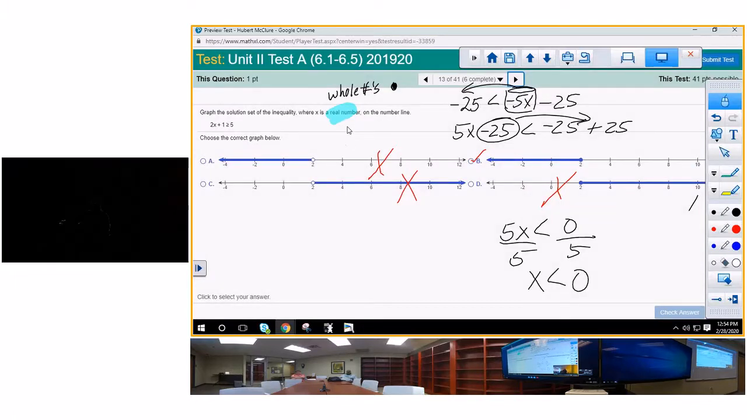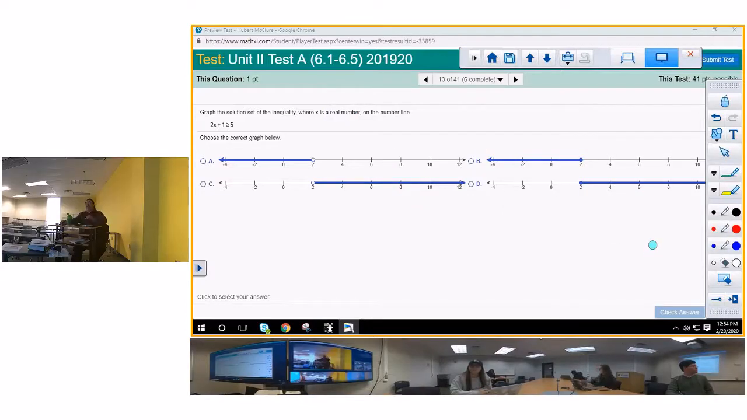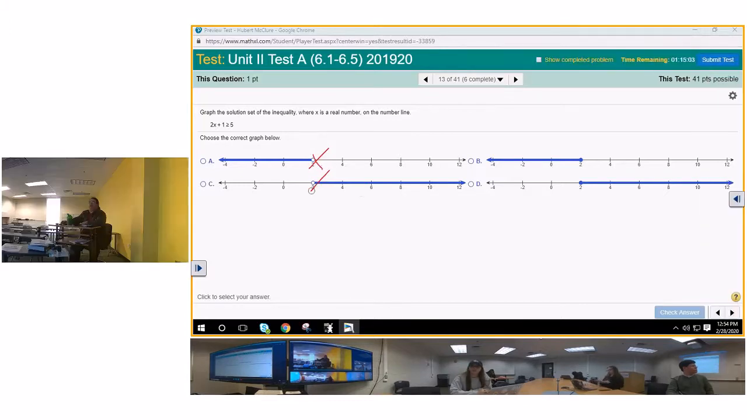Next. That's the same type of question. This one's a real number, so it could be either one of these. Since it's all shaded, somebody use your deduction and tell me which ones it's not. It's not Alpha and it's not Charlie. Somebody tell me why. Because it's an open dot. Yeah, it's inclusive and these are exclusive, so you can take those out.